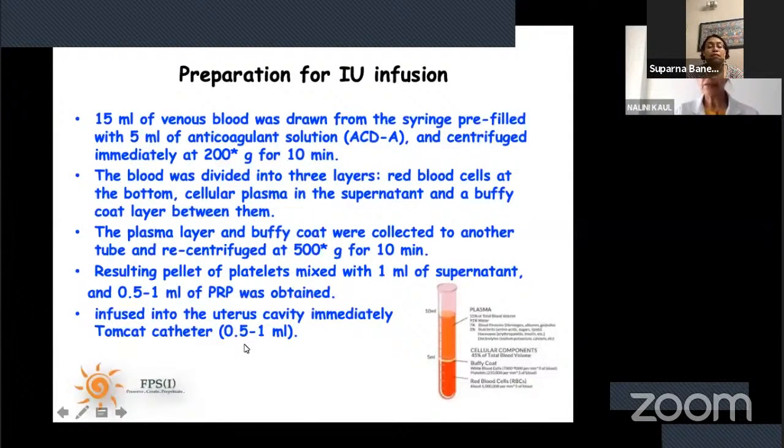Now, again, I want to tell you, just like we do in IUI, we use only about 0.3 ml of preparation, because if you use more, the cavity does not take it and it's all going to trickle out through your os. So you use a smaller amount, 0.3 to 0.5 ml, infuse it very slowly into the uterus, allow the fluid to spread, or the platelets to spread amongst the endometrium, so that when you withdraw the catheter, nothing comes trickling out of the os.